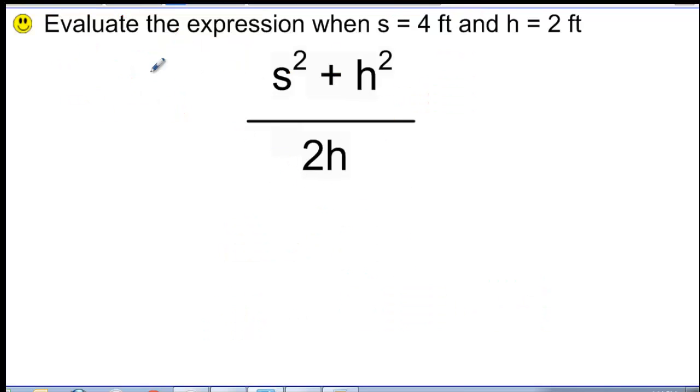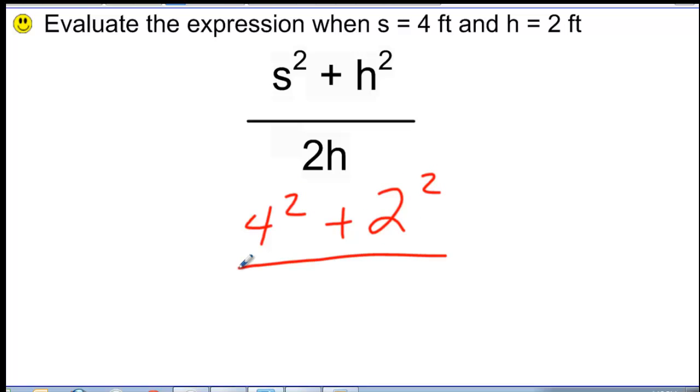Here's another example. I want to evaluate this expression, s to the second power plus h to the second power, divided by 2 times h, for s equals 4 feet and h equals 2 feet. I'm going to substitute these two numbers into the expression. So I have 4 to the second power plus 2 to the second power, divided by 2 times 2. I'm going to evaluate the top of my fraction bar and the bottom of my fraction bar because a fraction bar is actually a grouping symbol. It says do everything on the top, then do everything on the bottom, and then finally divide.